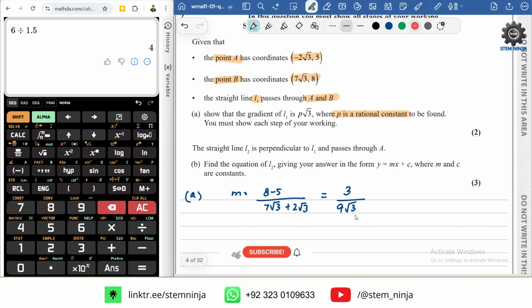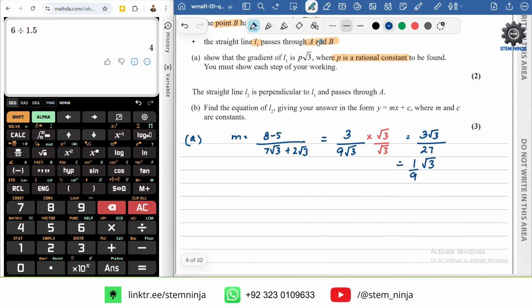Since there's a square root in the denominator, we have to rationalize it. So we get 3 root 3 divided by 9 times 3, 27. So this becomes 1 over 3 root 3. That's it. The straight line L2 is perpendicular to L1 and passes through A. Find the equation of L2, giving your answer in the form y equals mx plus c. So very straightforward.